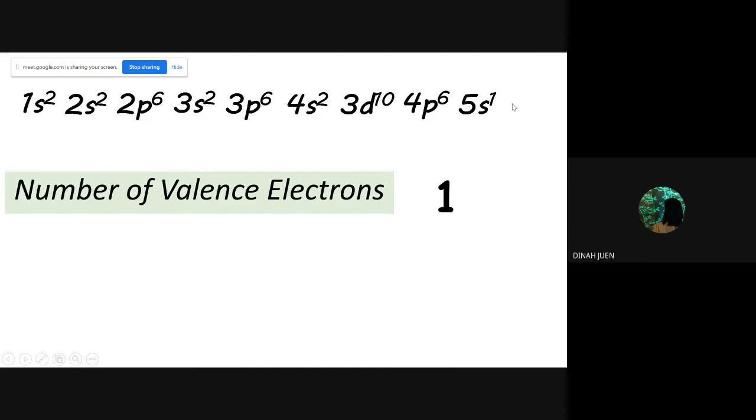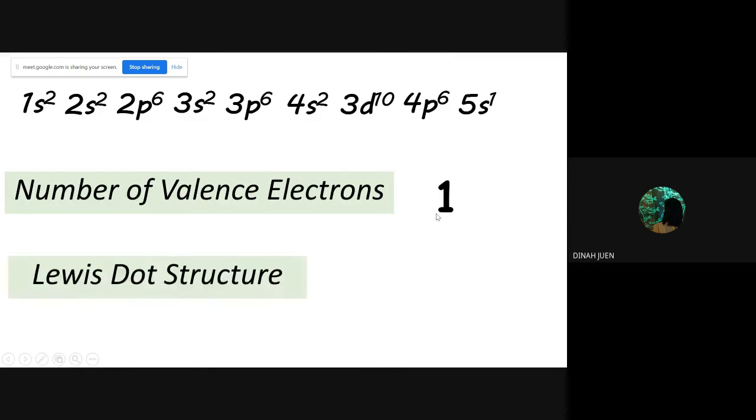However, if there's no 5, for example if it's only up to 4, you would count how many electrons are in level 4. So we have 4s2 and 4p6, and the answer is 2 plus 6 equals 8, if it went up to 4 only. But for this given example we have 5, so it is only 1. So the answer is 1.